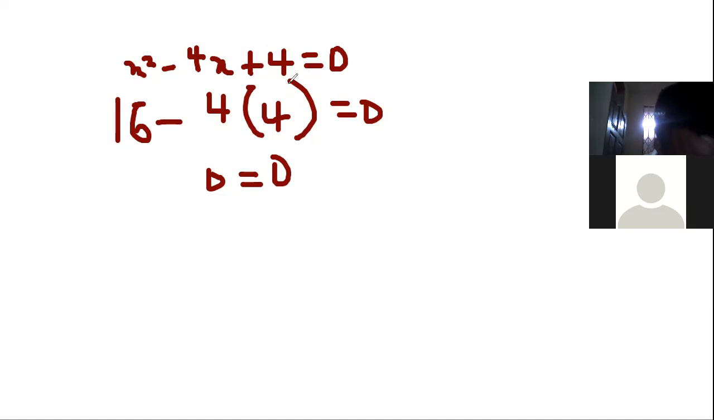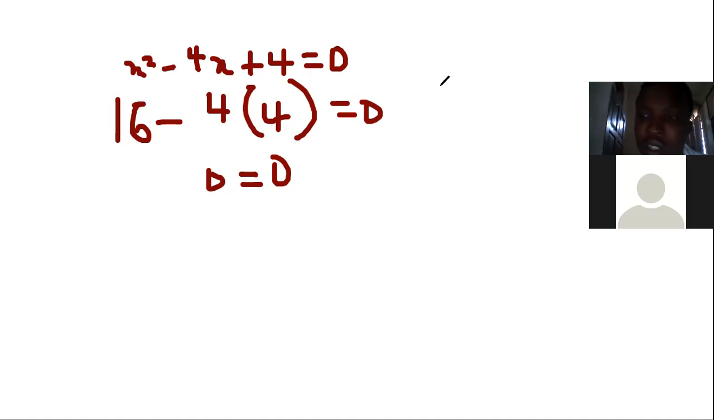Please, do you get it? Sir, please, if I get something like 5 is equal to 0, is it an equal root? No, 5 cannot be equal to 0. 5 will be greater than 0.